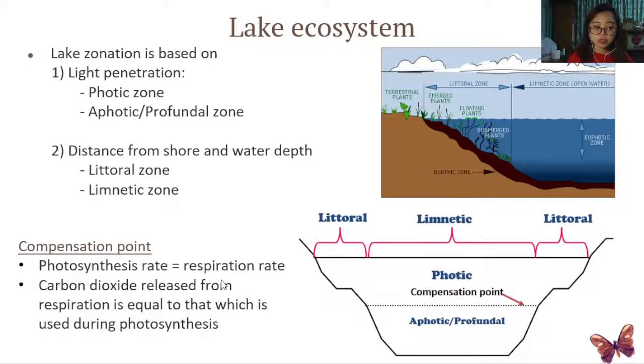the respiration rate. Kadar fotosintesis pada kawasan ini sama dengan kadar penggunaan oksigen. Kadar penggunaan oksigen is the respiration rate of organisms in that level. So that means the carbon dioxide that is released from respiration from the organisms in this level is equal to that which is used during photosynthesis. Dia macam ngam-ngam lah. Ini ngam-ngam balance dia antara penghasilan karbon dioksida dan penggunaan karbon dioksida dalam photosynthesis. So begitulah basic dia macam mana mau bahagikan tasik kepada beberapa zon.